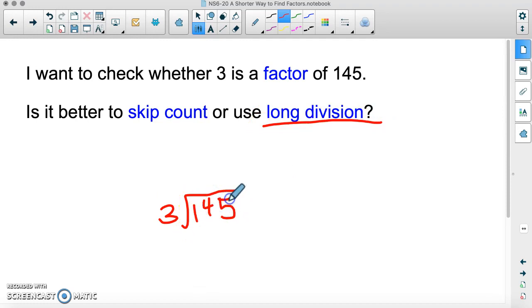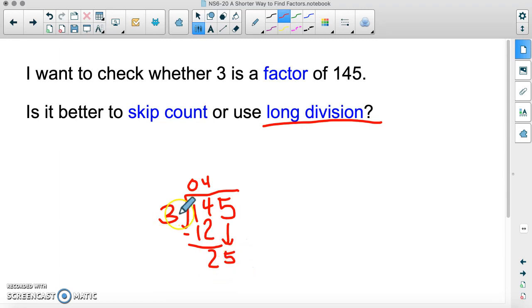So we're going to check if 3 can be divided into 145. Well, we know that 3 cannot go into 1, so I need my 0 placeholder. 3 can go into 14 4 times. 3 times 4 is 12. I'm going to subtract, it gives me 2. Going to bring down the 5.